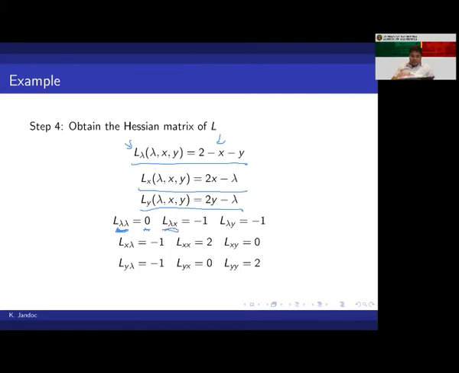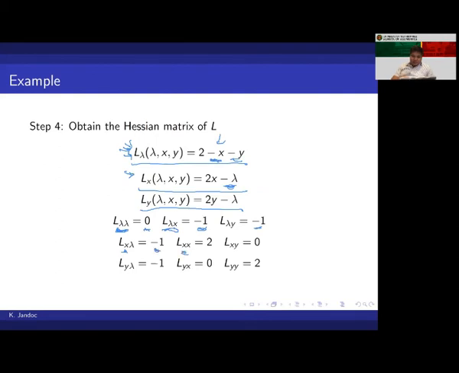L lambda x is the partial derivative of the first equation L lambda with respect to x. And x appears here, so the derivative of that is negative 1. And L lambda y is the partial derivative of L lambda with respect to y. Y appears here, so it's equal to negative 1. Great. And Lx lambda is the partial derivative of this function Lx with respect to lambda. Lambda appears here, so there's a negative 1 here.